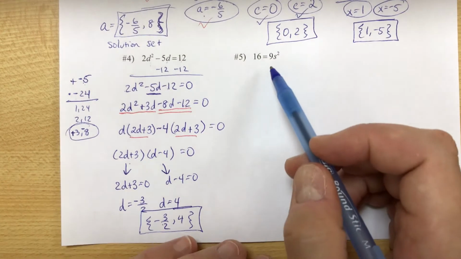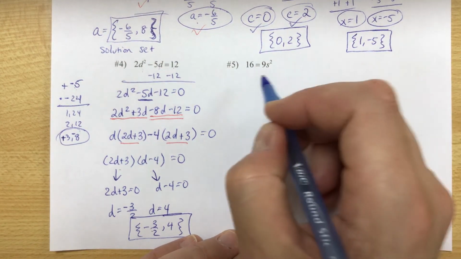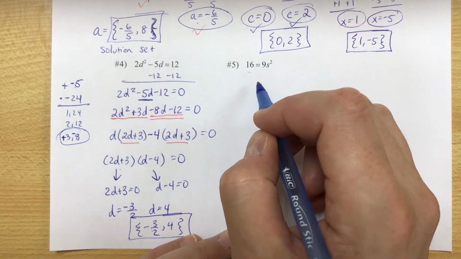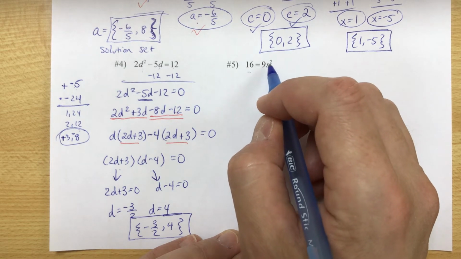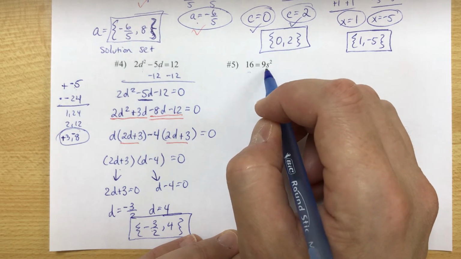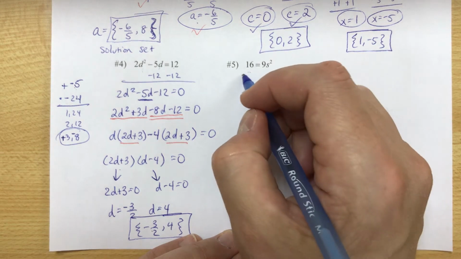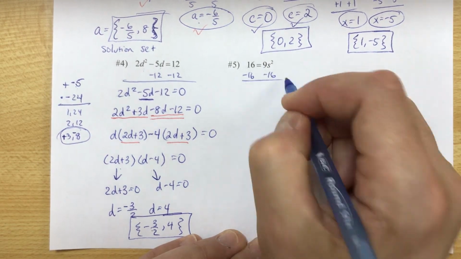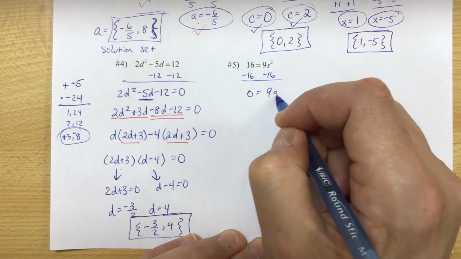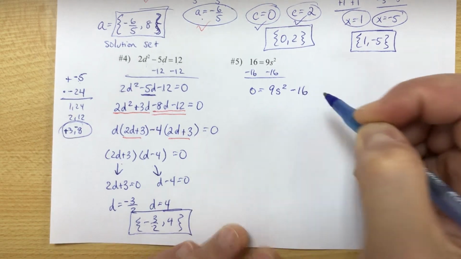Let's do one more here, number 5. This is not set equal to 0. I want my quadratic term, my squared term, to be positive, the coefficient, so I'm going to move the 16. So I'm going to get 0 equals 9s squared minus 16.